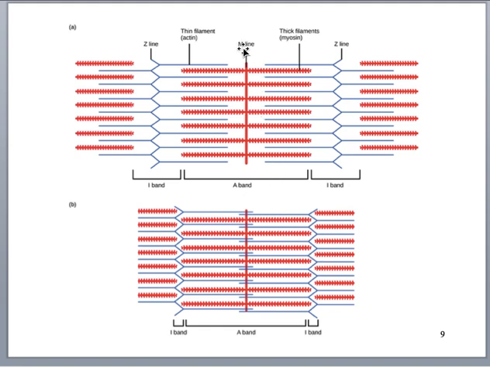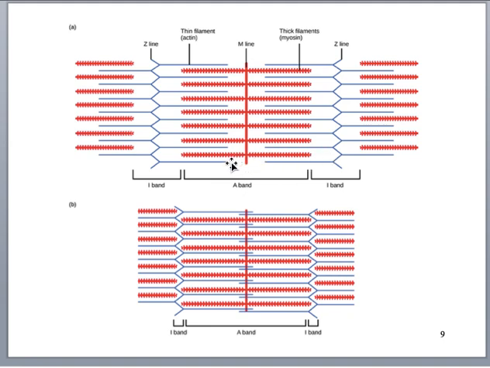Let's orient ourselves. Here's the M line. These are proteins that anchor the thick myosin filaments in the center. Here's our Z line right here. Here's another Z line right here, made up of proteins that anchor the thick and thin filaments in place. Okay. Now, if you look from here to here, this is our A band. And the A band consists of overlapping thick and thin filaments. Here's our I band right here, which consists of only thin filaments.